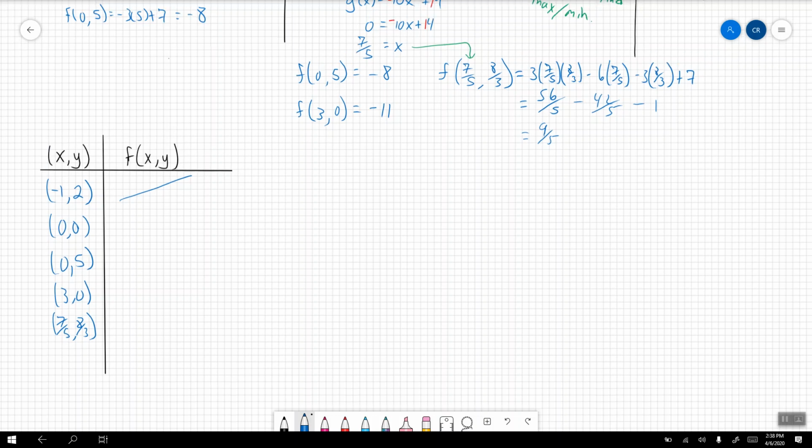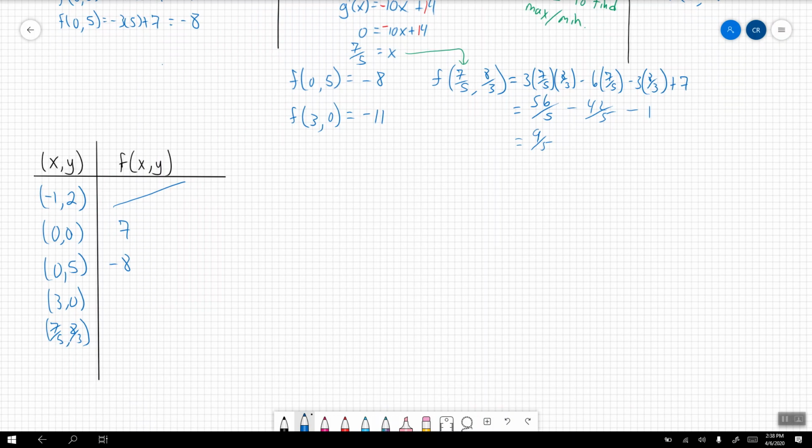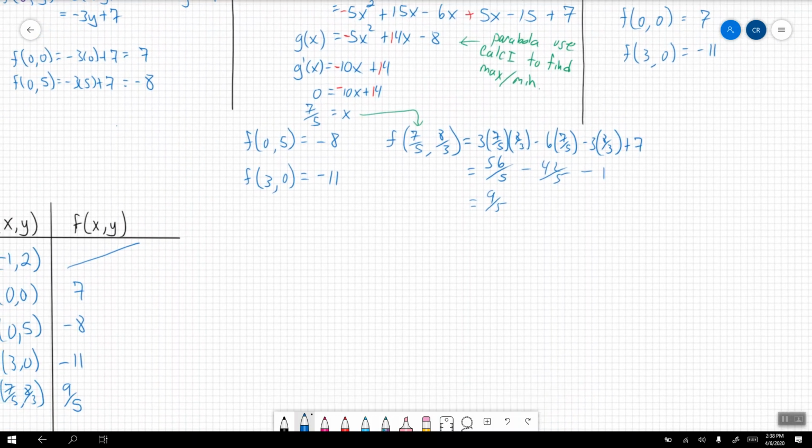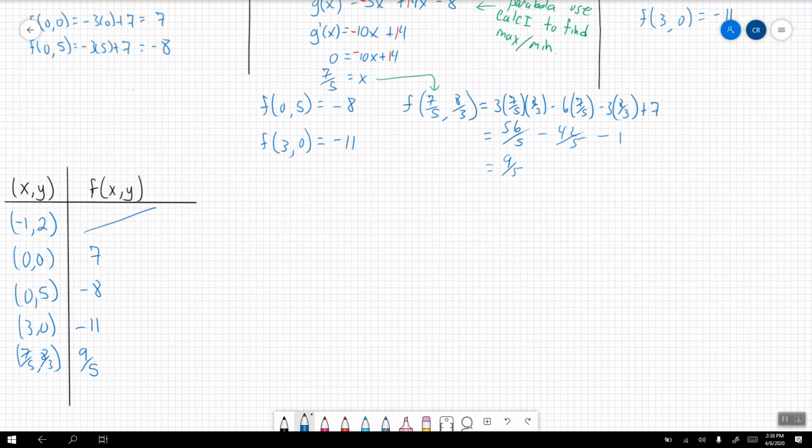Now, if you were following along, then we already have these values here. This value is 7, according to this. This value is negative 8. The value for 3, 0, that is negative 11. And the value for 7/5 and 8/3 should be 9/5. So now we get to see all of these values, and again, all of these should be matching. 0, 0, that was 7, and 3, 0, that was negative 11.